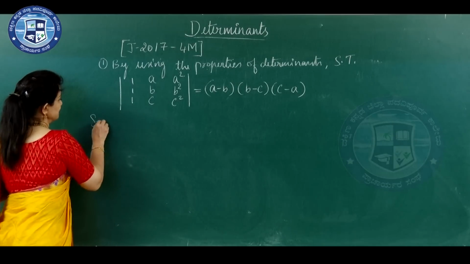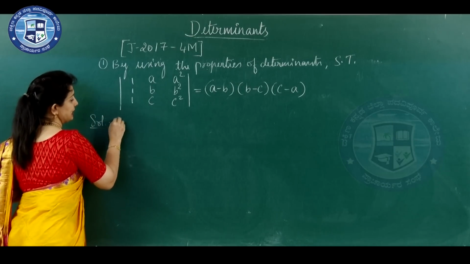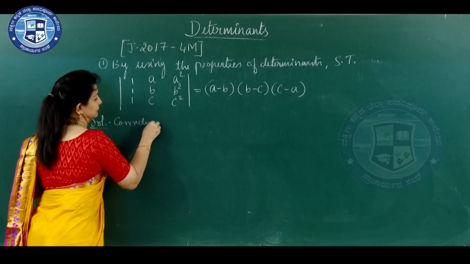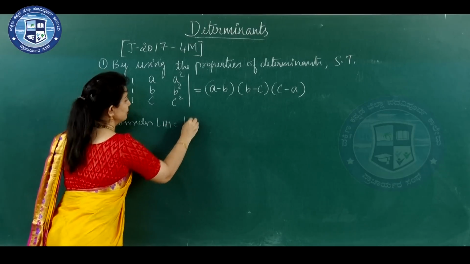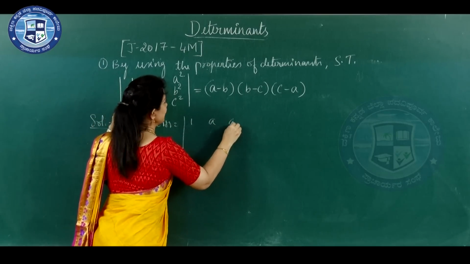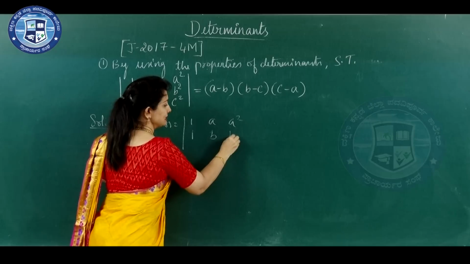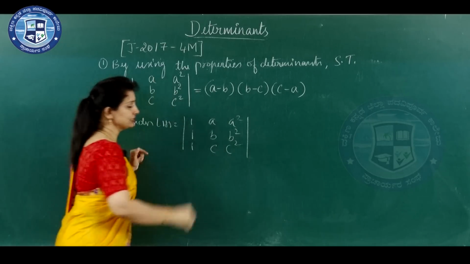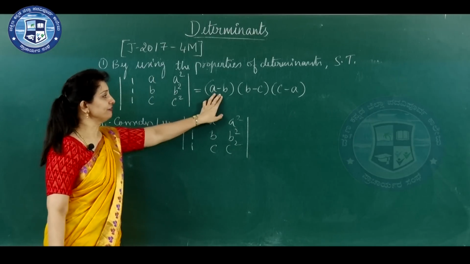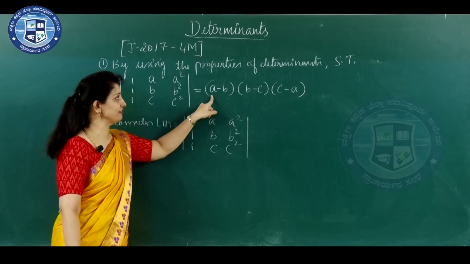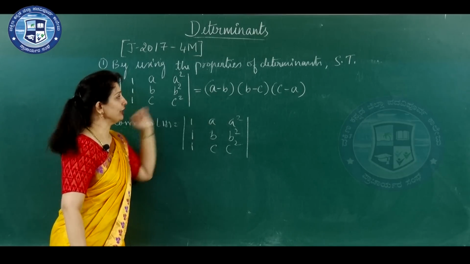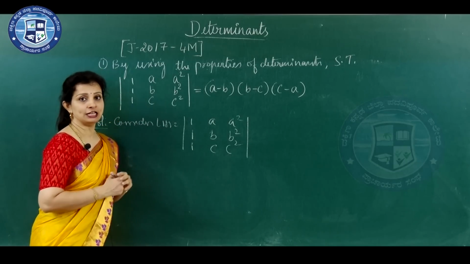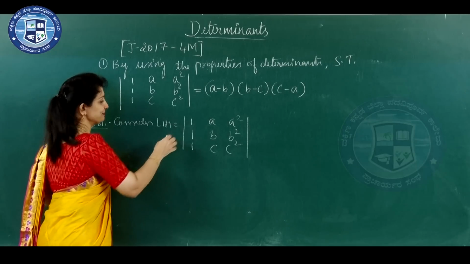So, solution, first consider the LHS, which is the determinant 1 a a square, 1 b b square, 1 c c square. Now, you have to get the factors. Our first step is to get the factors of RHS. How can you get the factors? Using the operations. Look at this.